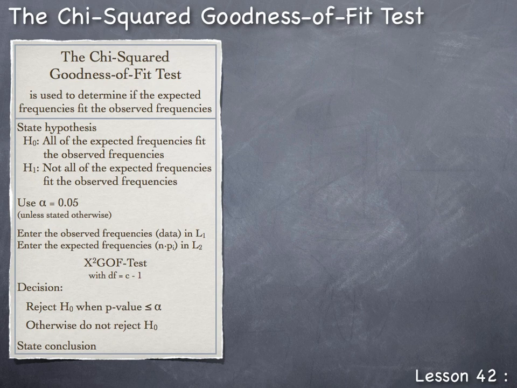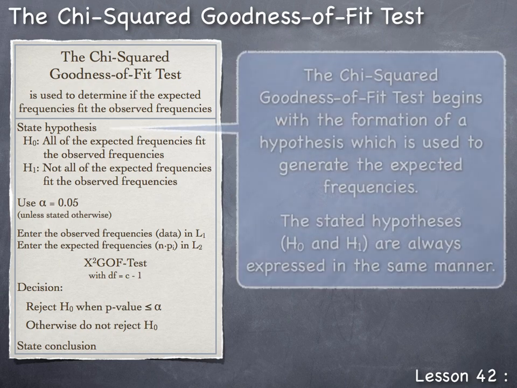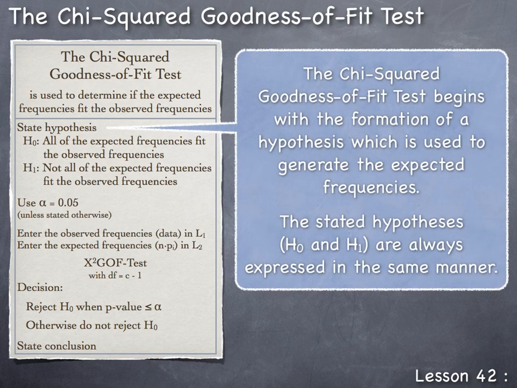So this chart here provides us with an outline to follow to take us through the steps of our chi-squared goodness of fit test. The chi-squared goodness of fit test begins with the formation of a hypothesis, which is used to generate the expected frequencies. The stated hypotheses, H0 and H1, are always expressed in the same manner. That is, H0 is always that all of the expected frequencies fit the observed frequencies, and H1 is always that not all of the expected frequencies fit the observed frequencies.